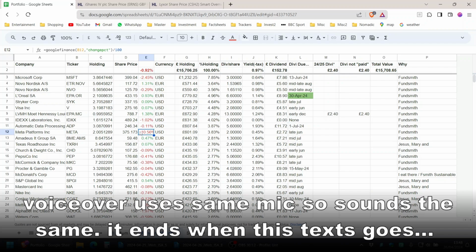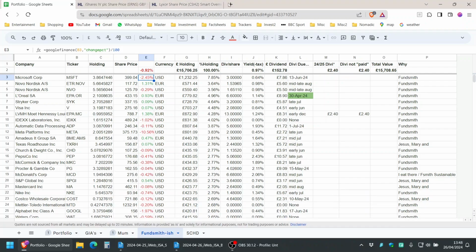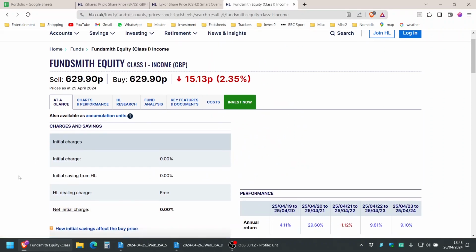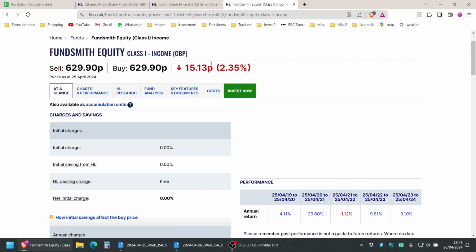Either way, the upshot of it is my estimate of flat was very much wrong, and so the end result is quite a big drop in Fundsmith when I was estimating a flat day for Fundsmith. See, this is the result from yesterday. At noon yesterday it went down 2.35%.